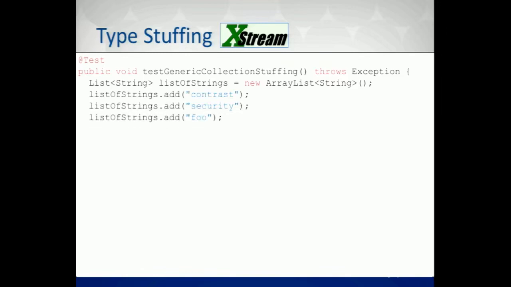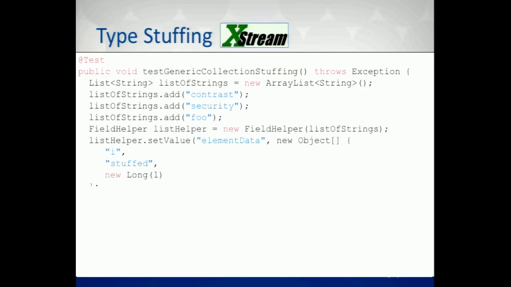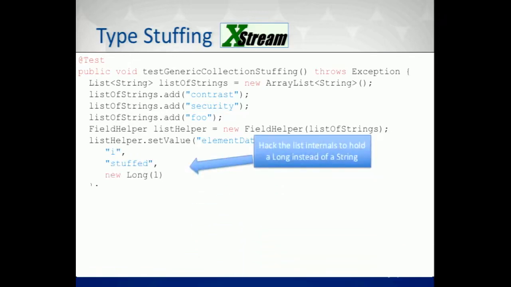So you can see here that I created a list of strings, and I added 3 strings to the list: contrast, security, and foo. Then I used some reflection and dug into the objects themselves, and overwrote them. I'm bypassing the compile time checking by doing this at runtime. I went into the array underneath an ArrayList and changed it so that it has 2 strings, but then a long value. So now the internals have a long instead of a string.